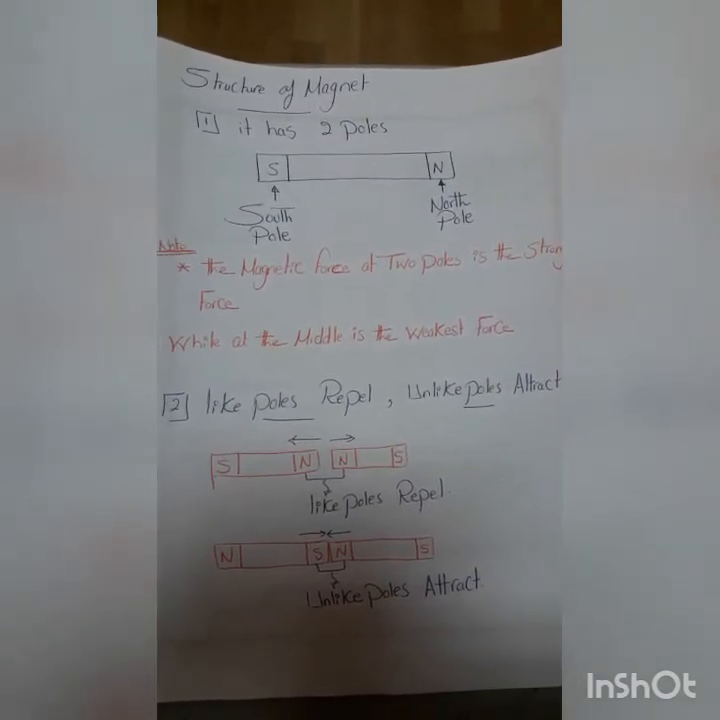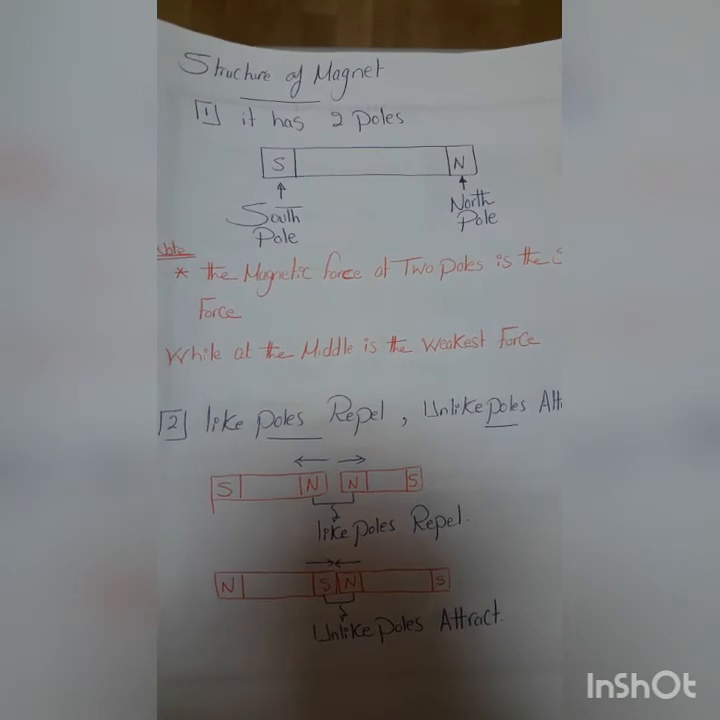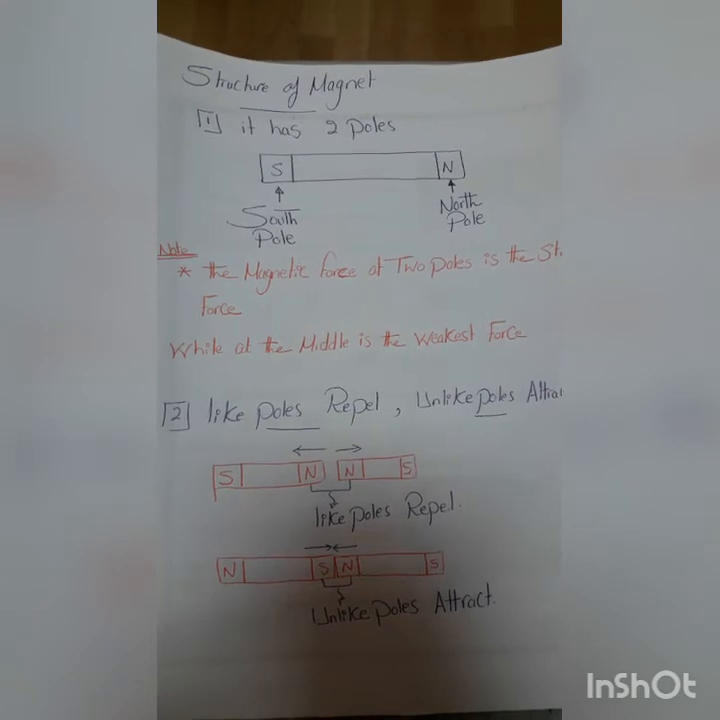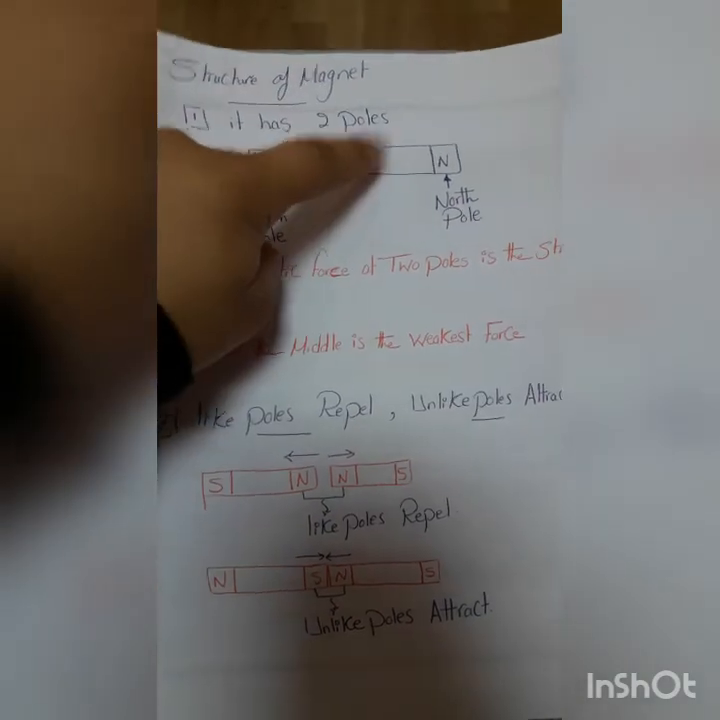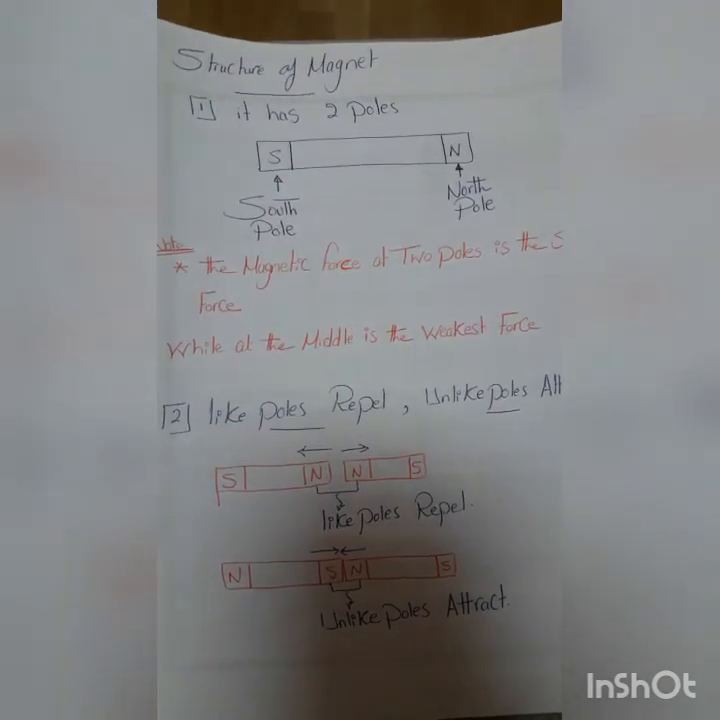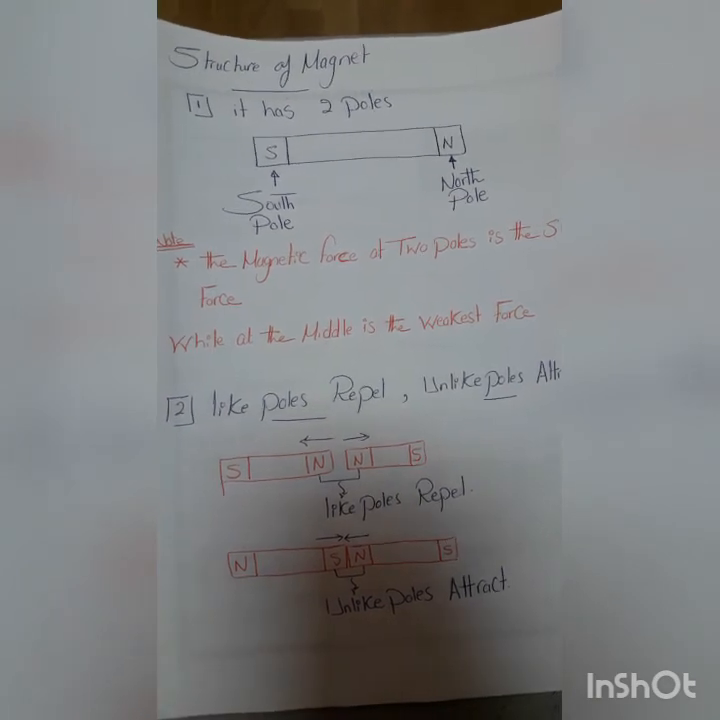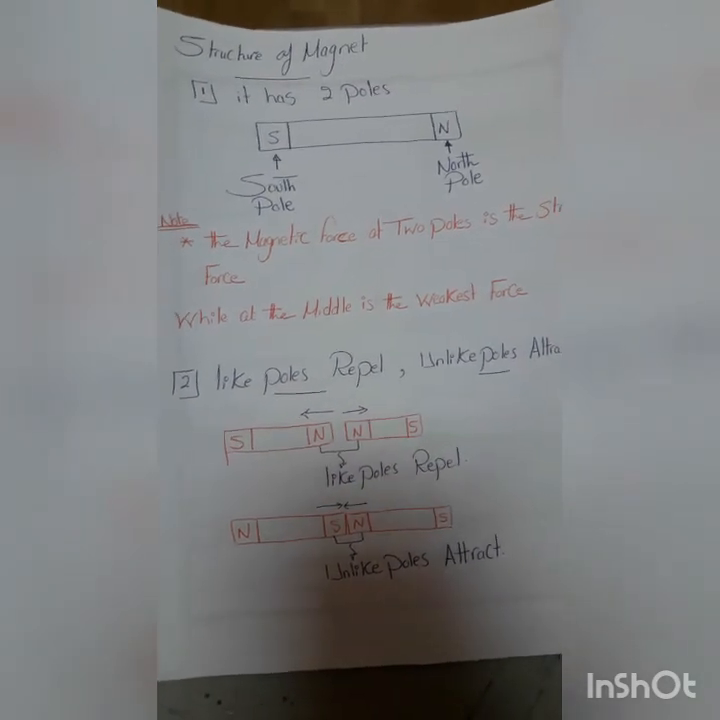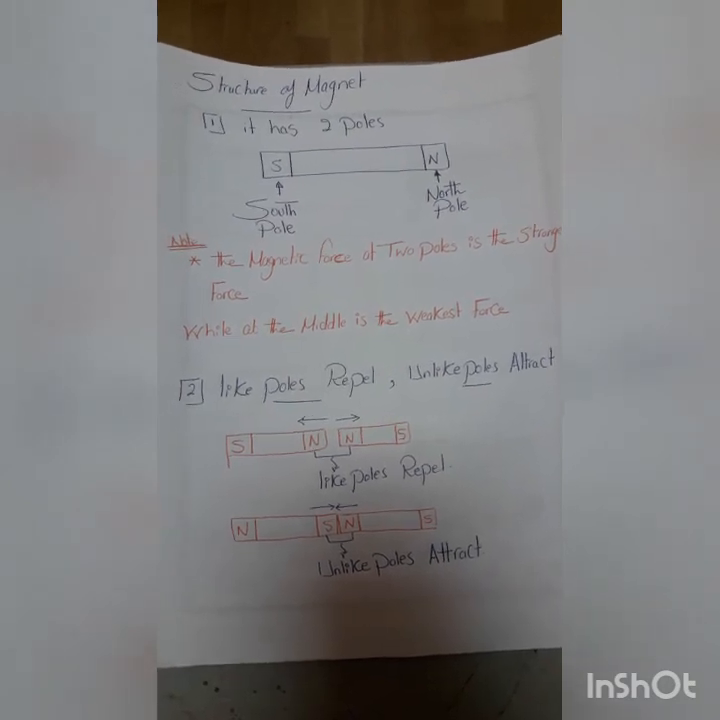If we put iron nails or any magnetic materials beside the two poles, we will see that a lot of iron nails are attracted at the two poles. But at the middle, the weakest magnetic force is found. So when we put iron nails beside the middle, we will see only a few iron nails attracted at the middle. So the magnetic force at the two poles is the strongest force, while at the middle it is the weakest force.